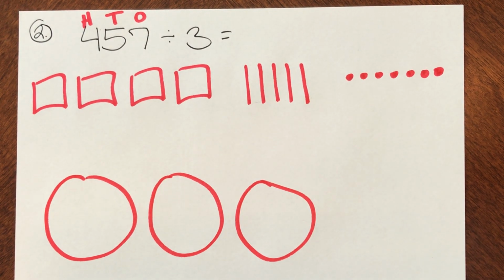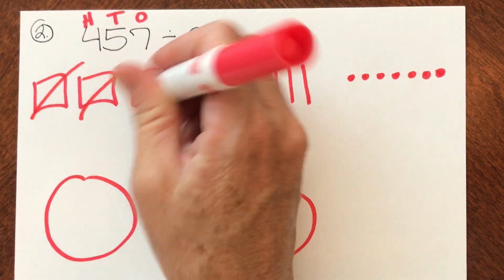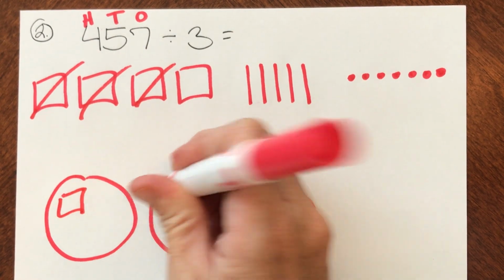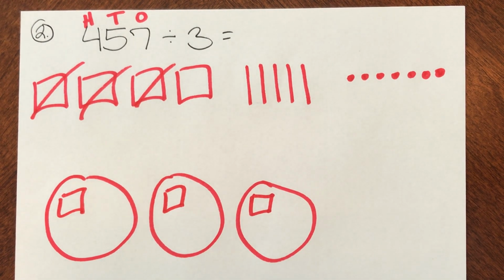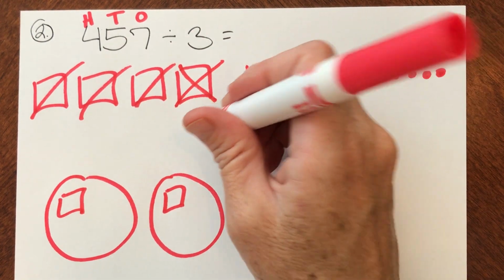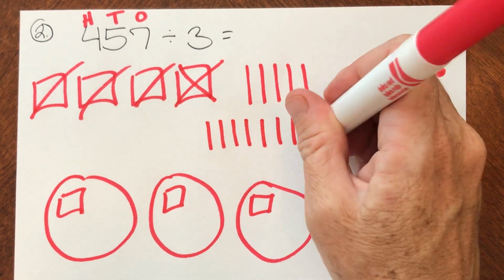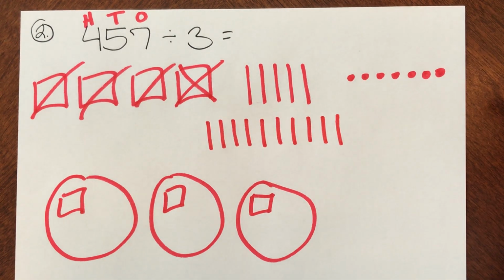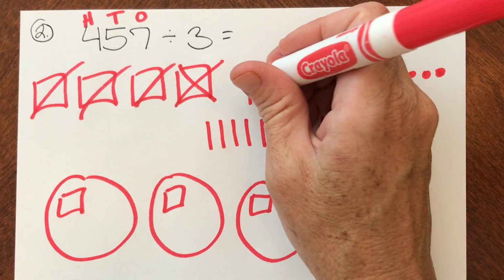Okay, so I'm going to start, and when I start, I always start with my hundreds. I have enough to pass out that they each get 1, but this is not enough. So I'm going to unbundle that. 100 is worth 10 tens. Okay, so now let's start dividing these.